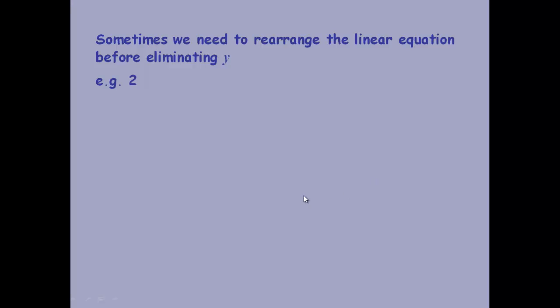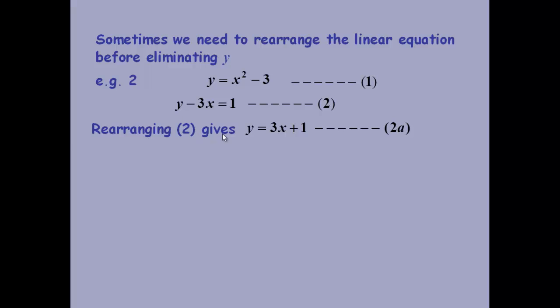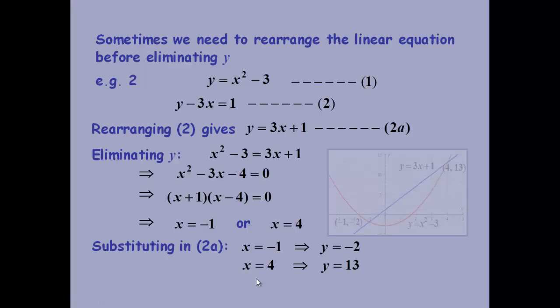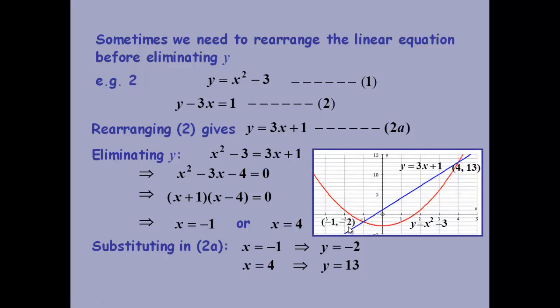Sometimes it's necessary to rearrange the linear equation before we eliminate y. For example, in this one here where we haven't got two y equals, if we rearrange the linear equation to make it y equals, then we can apply the same approach as previously. Equate the right-hand sides, rearrange to get our quadratic, factorise again, and we get two solutions for x. Sub them in, usually again into the linear one, to find our y values. And there we are. Minus 1, minus 2 is one point, and the other point is (4, 13).